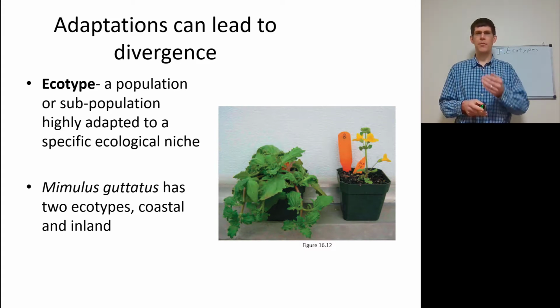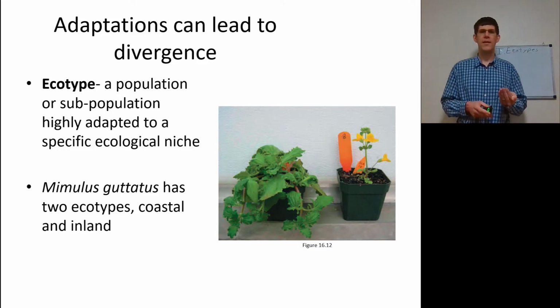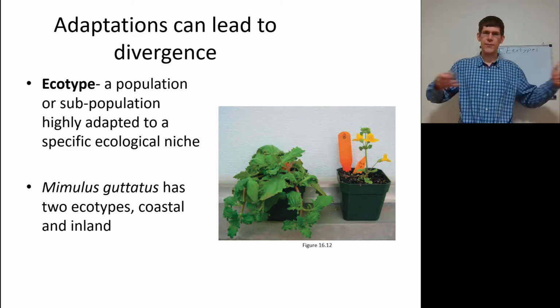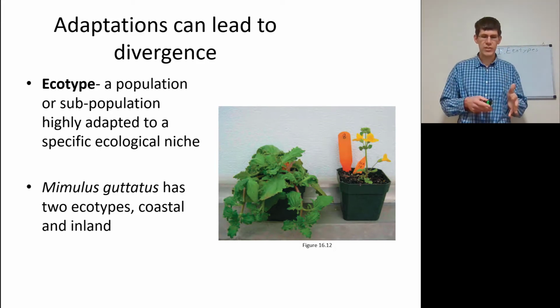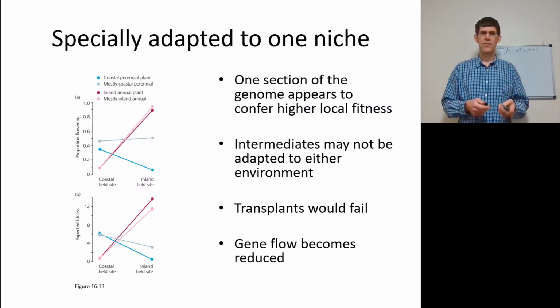Here we have two examples of Mimulus guttatus. These are two ecotypes, and an ecotype is a subpopulation or population that is highly adapted to a very specific niche. So this is the inland and the coastal ecotype. The coastal ecotype has a sprawling kind of morphology and is a perennial, whereas the inland ecotype is a very quick-growing annual that is only going to last 1 year and flower very rapidly.